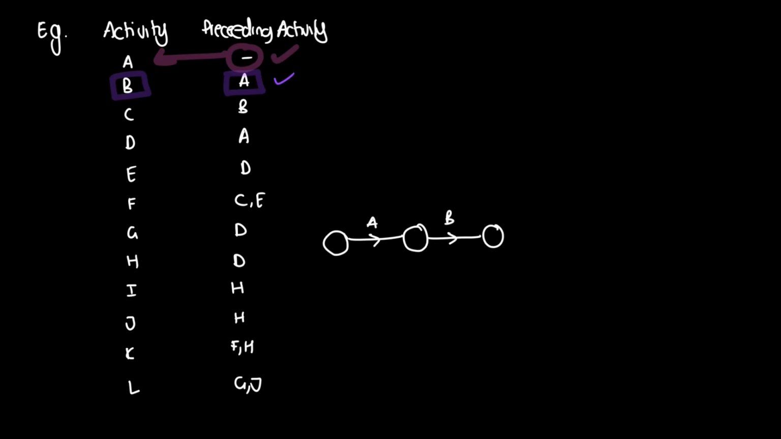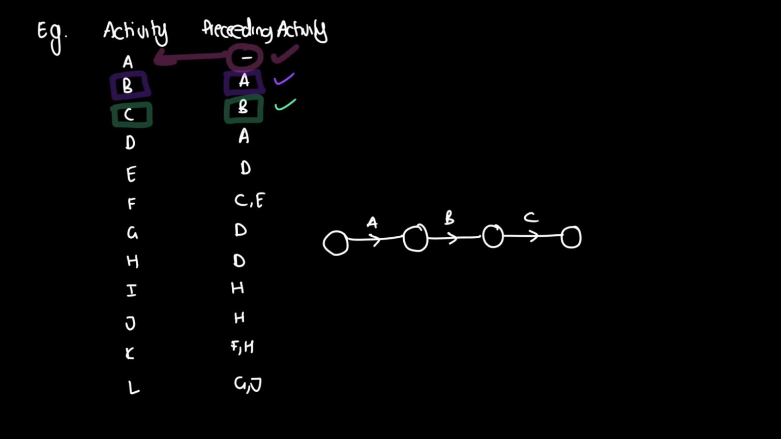And let's proceed. So now we're going to look at the next activity, which is C, and see what its preceding activity is. And you're like, oh, that's B. Can we draw that on our diagram? Yes, we can. So we can go ahead and do that. So C is going to lead straight from B. So we have that situation. And we can tick off our C activity.